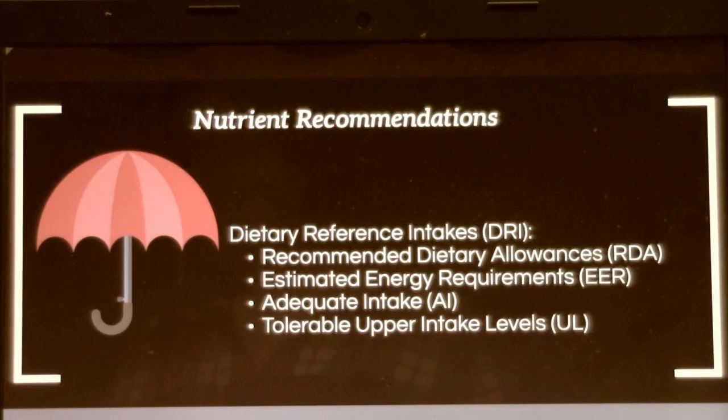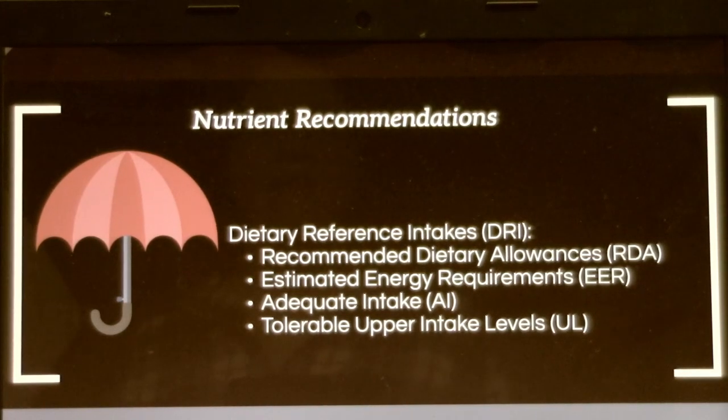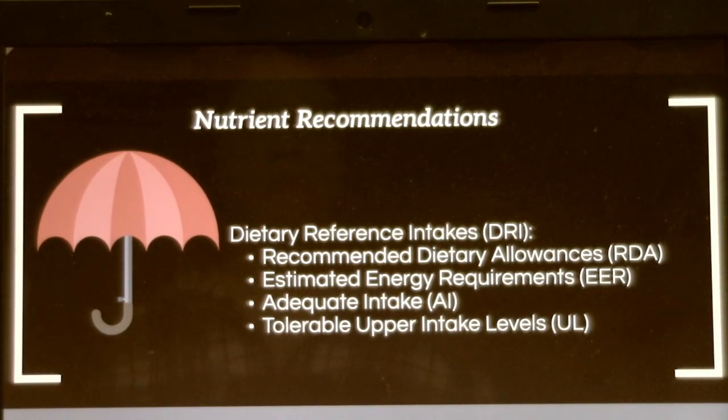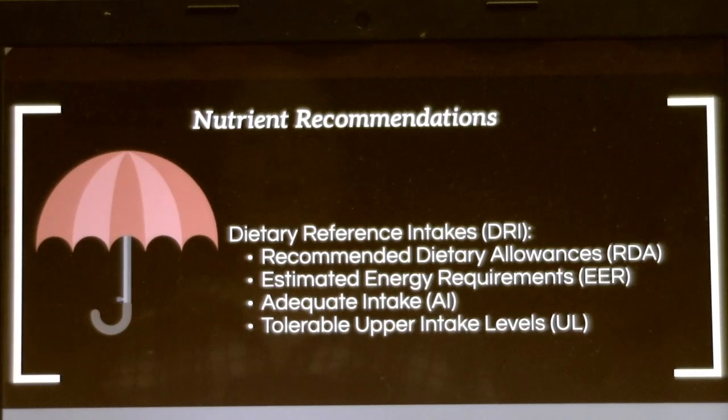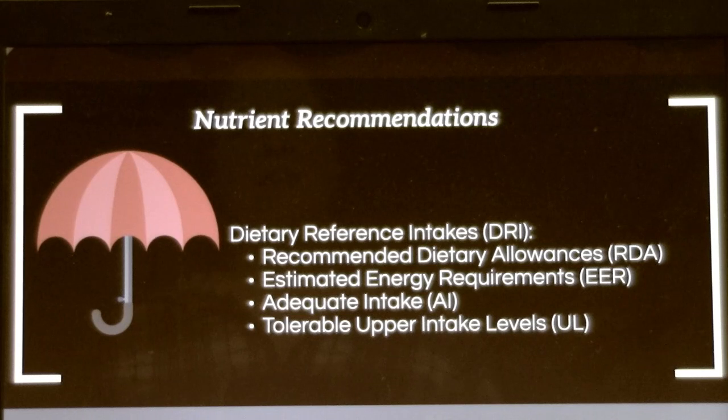The nutrition standards that are referenced in this chapter are in the charts of numbers inside the cover of your textbook. The dietary reference intake is the umbrella term for these numbers, which are attributed to recommended dietary allowances, estimated energy requirements, adequate intake, tolerable upper intake levels, etc. You don't really need to know which numbers fall under which of those subcategories.